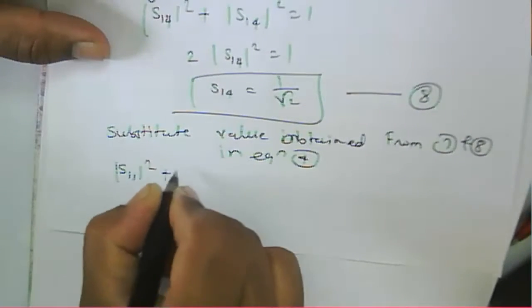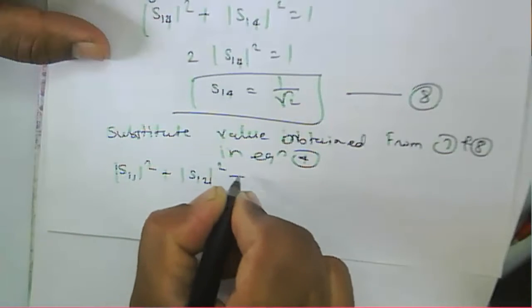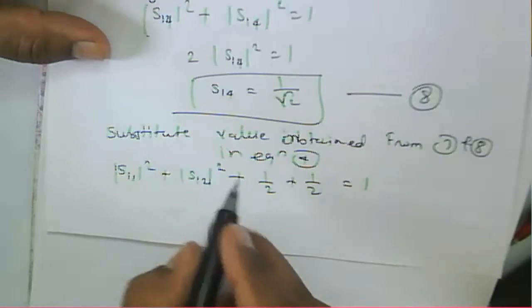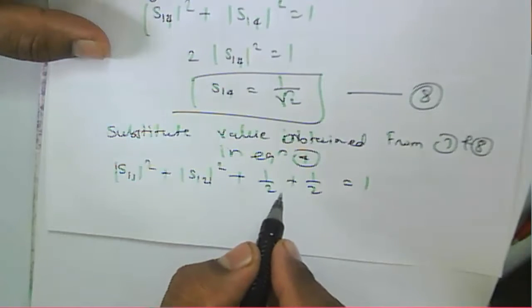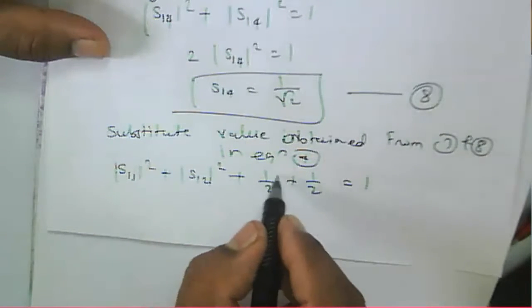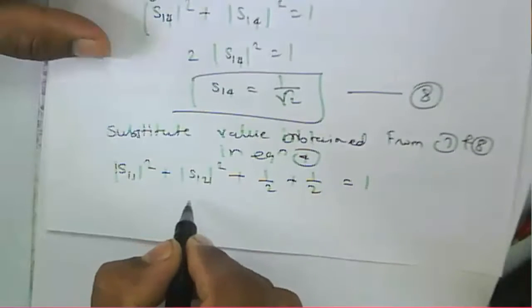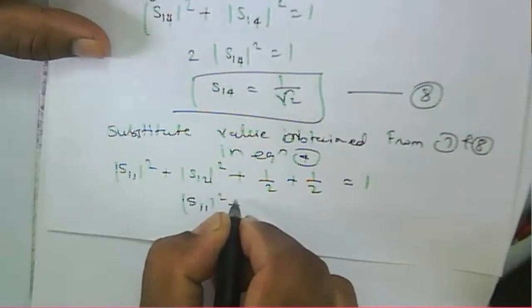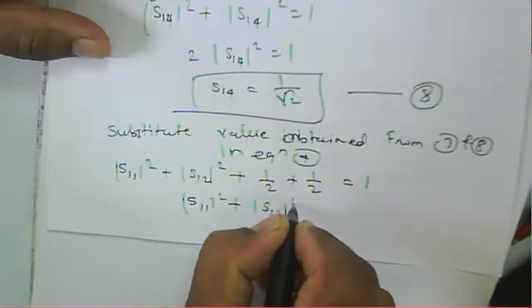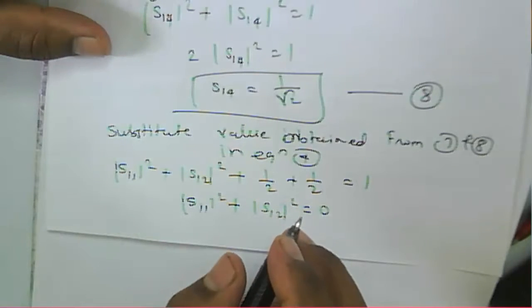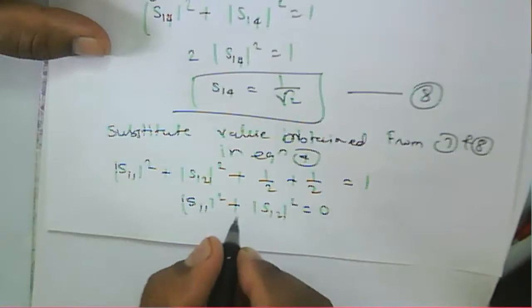S11, this is about our equation. S12 square plus 1 by 2 plus 1 by 2 is equal to 1. It's about 1 by 4, 2, 2, that is 1 here. This becomes 0. So what we are getting is S11 square plus S12 square is equal to 0.